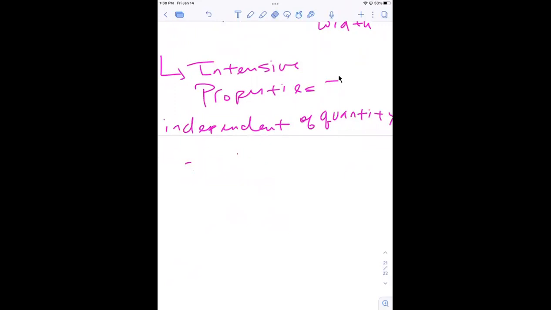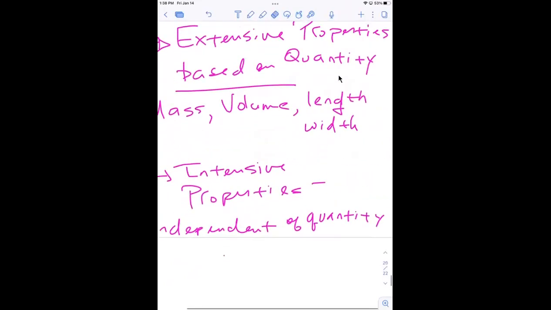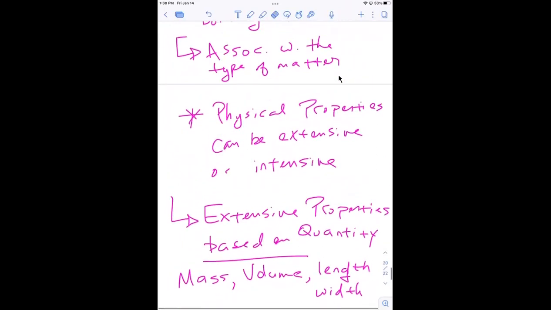Let me just put FP. Is that cool if I put it up here? If I put it up here?